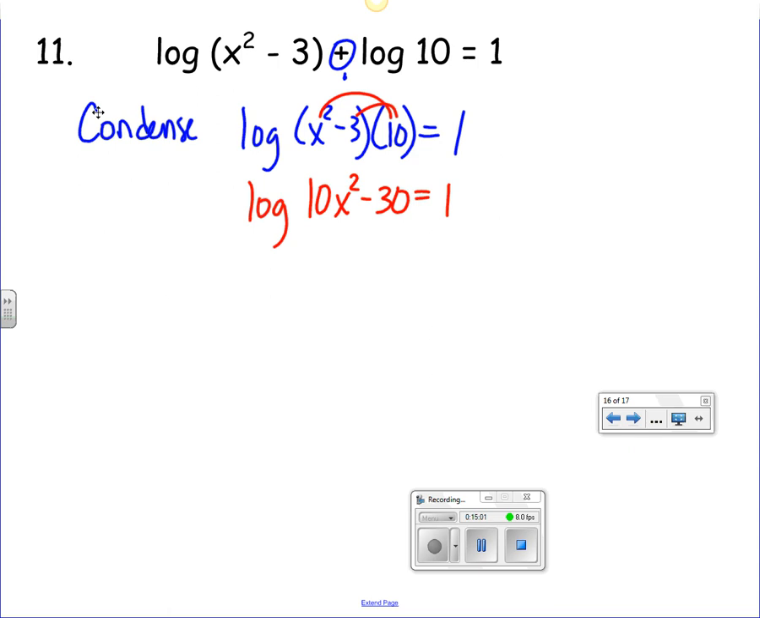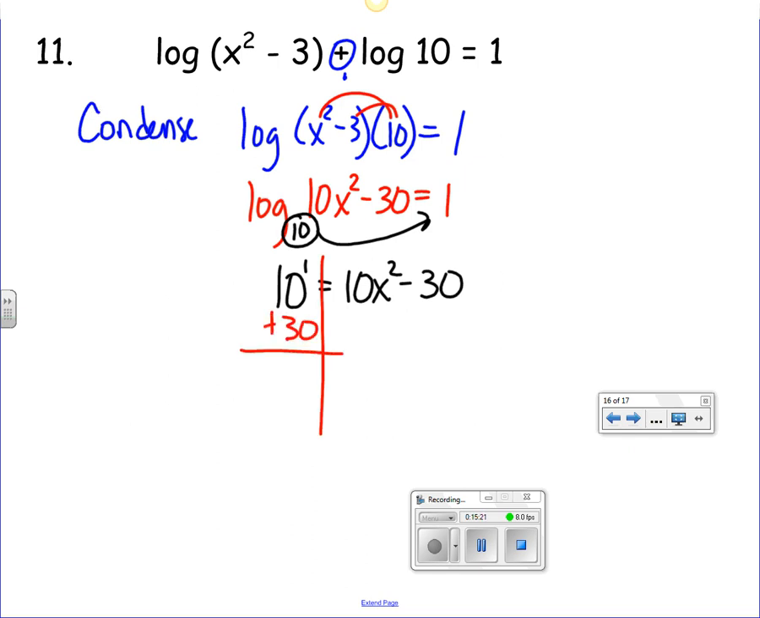All right, this log does not cancel because there's nothing on the other side to cancel out with it. So you rewrite it as an exponent. So if there's no base, the base is 10. So it's 10 to the first equals 10x squared minus 30. And we're just going to solve this. So you add 30, which gives you 40. And then divide by 10. And then to get rid of a square, you square root it, which is just 2.